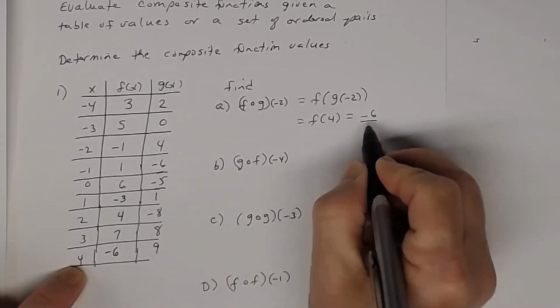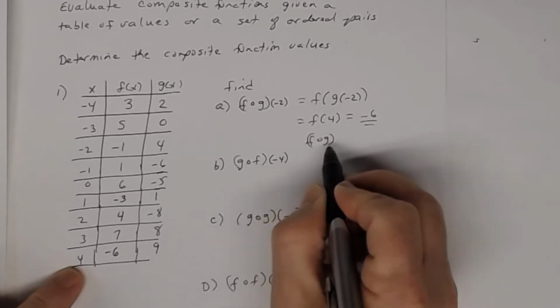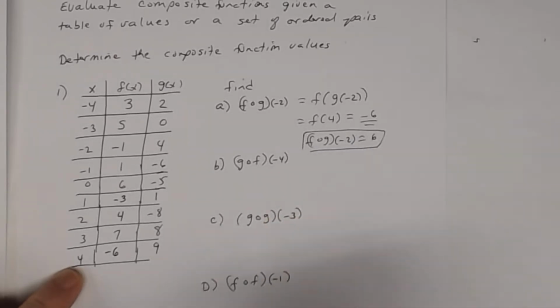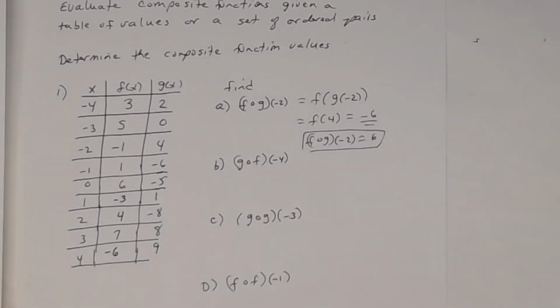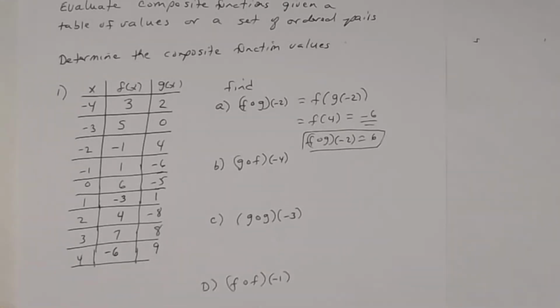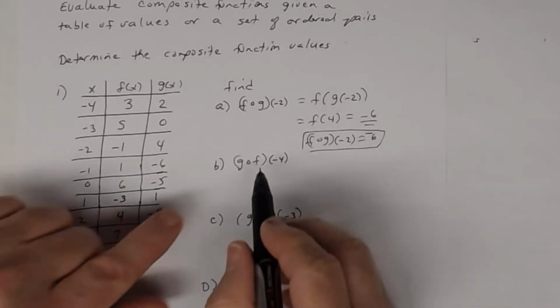So the answer is negative 6. What that means is this: f composed with g at negative 2 equals negative 6. So that's the answer. Okay? All right, so that's how you do that. It's not a very difficult idea. Sorry, negative 6. All right, letter B.